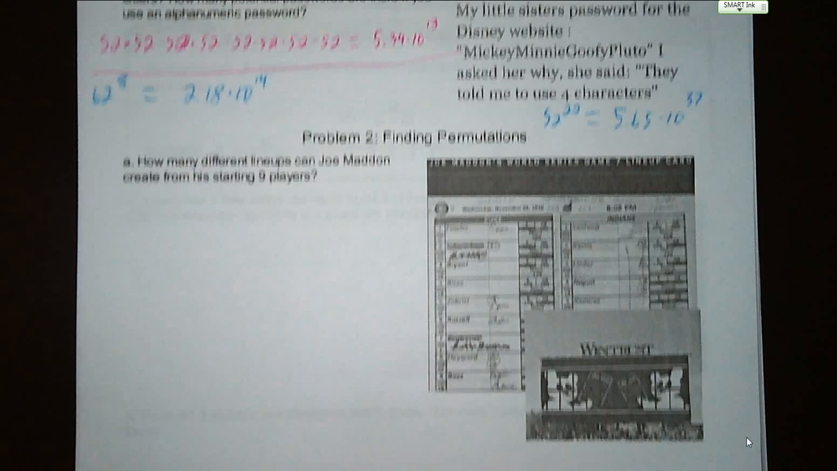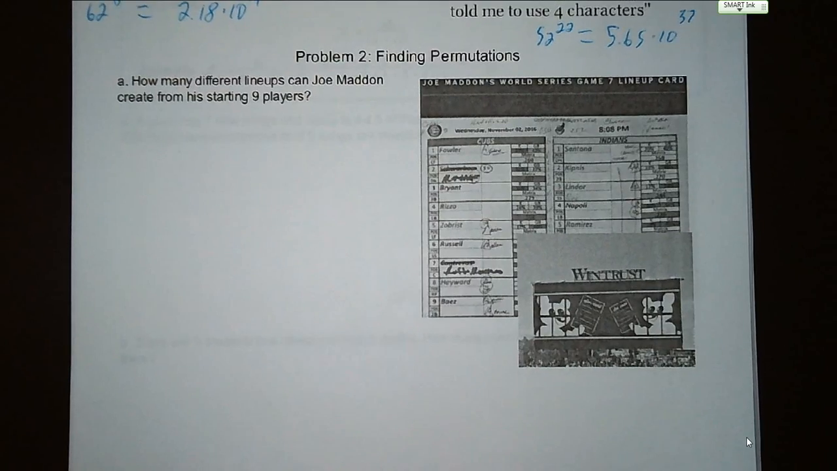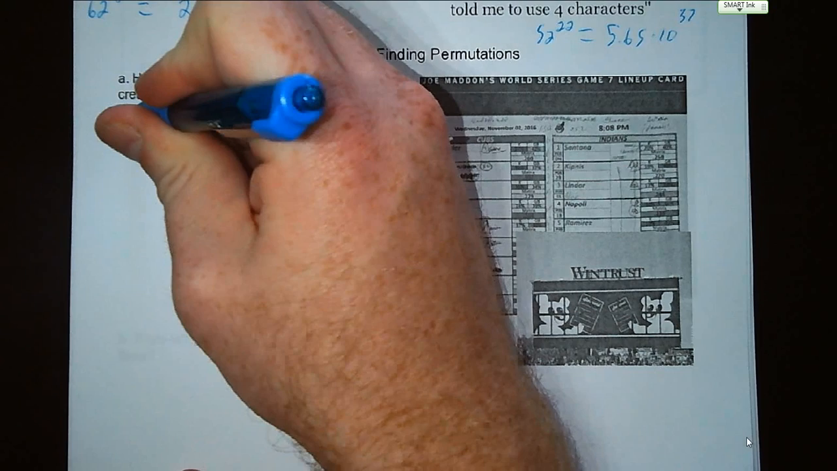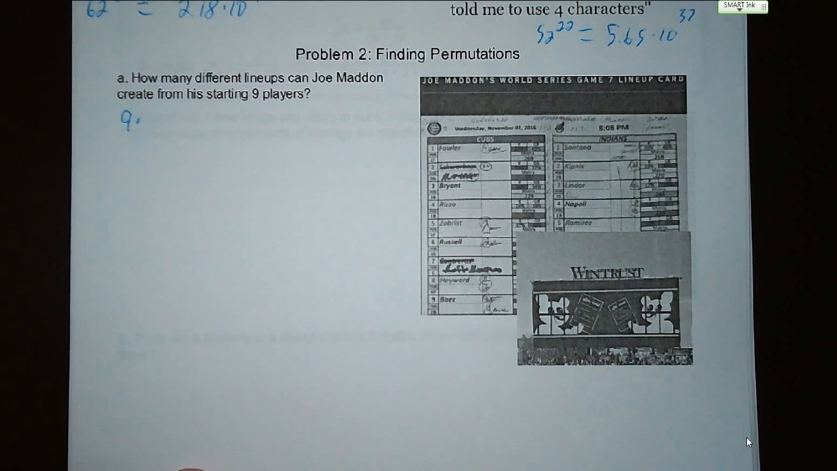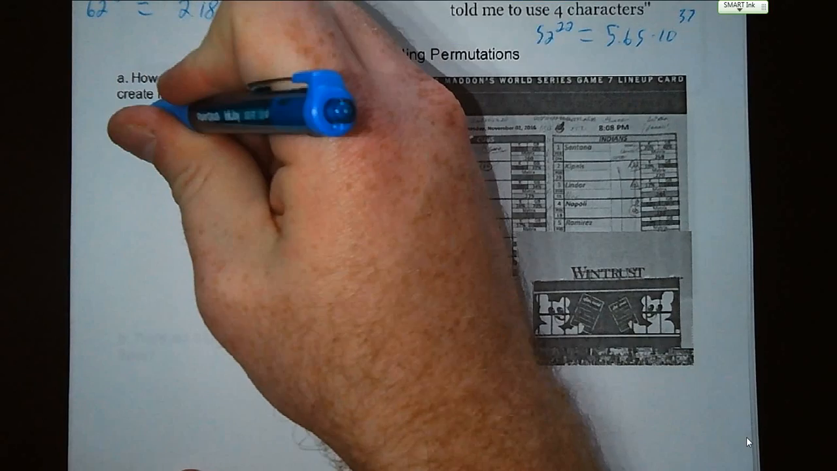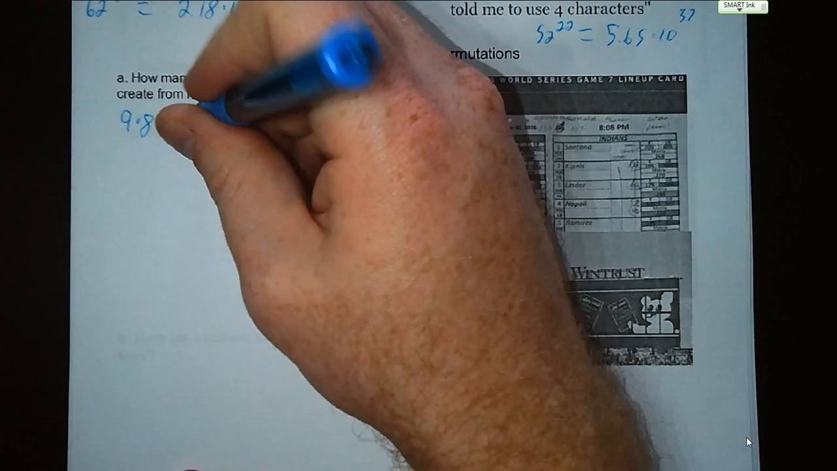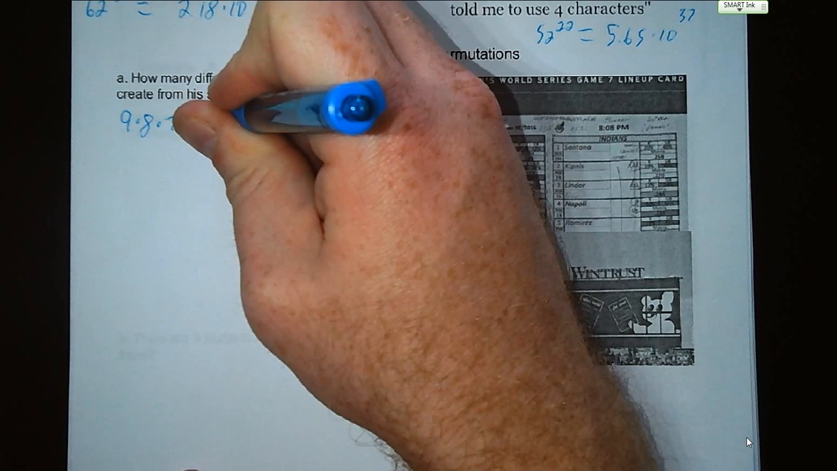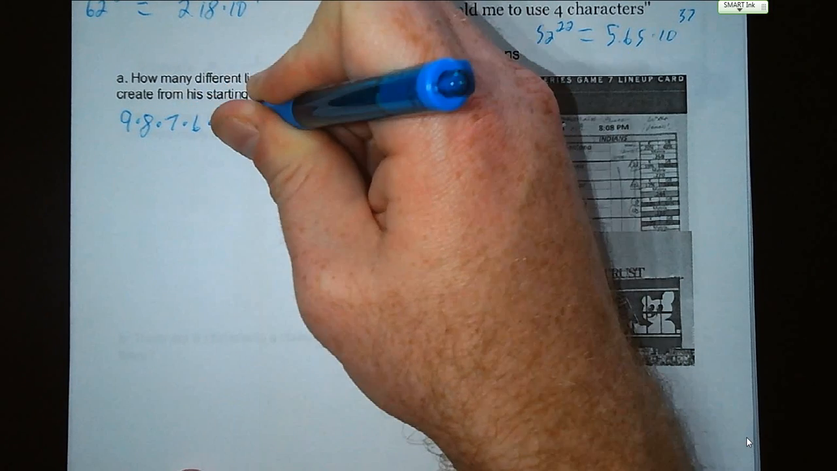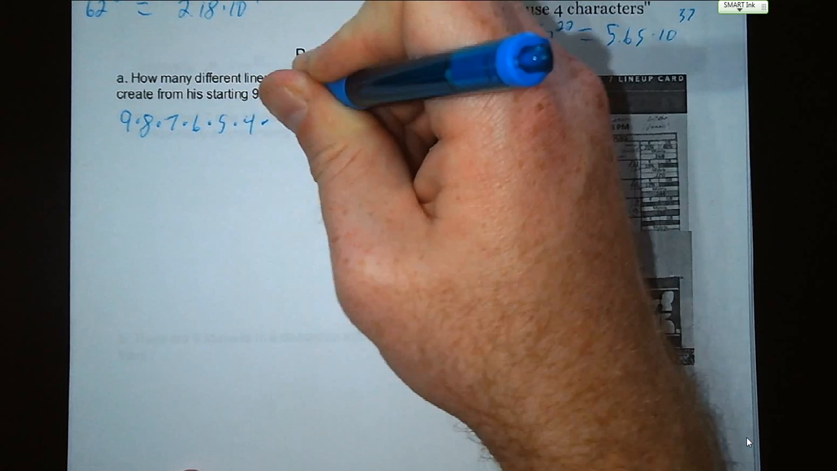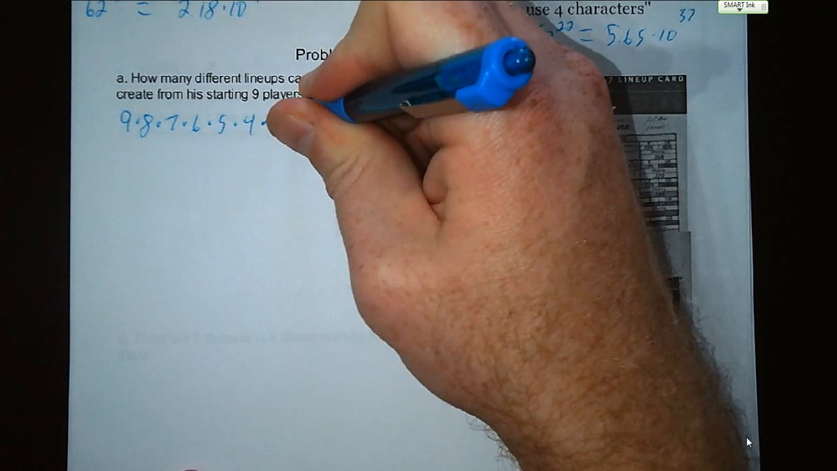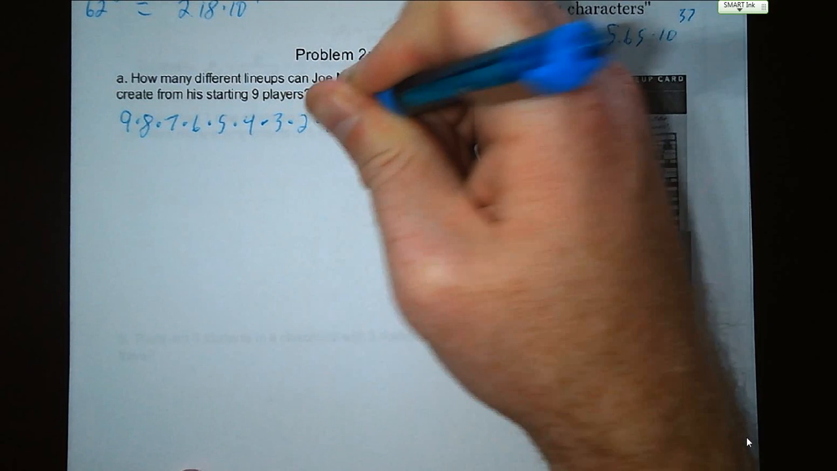Now, finding permutations. How many different lineups can Joe Maddon create from his starting 9 players? Well, in the leadoff spot, he's got 9 possible players that he could put there. So in the second spot, he only has 8. In the third spot, he only has 7. Fourth spot only has 6. Fifth spot has 5. Sixth spot has 4. Seventh spot has 3. Eighth spot has 2. And the ninth spot has 1.